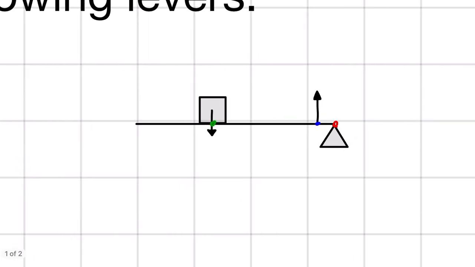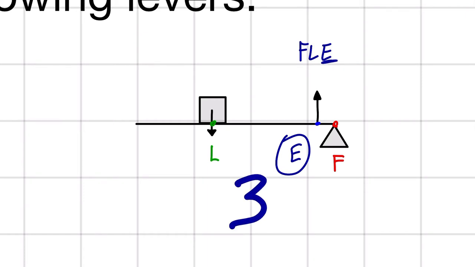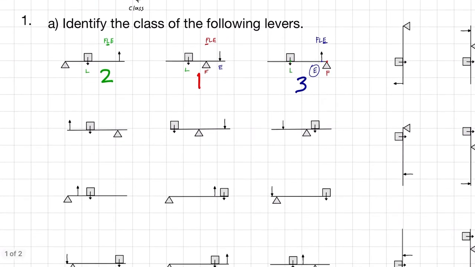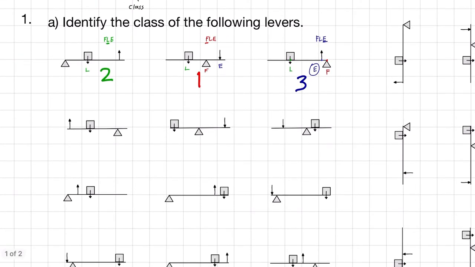Then with the third one, this is our effort. Our effort in the middle, our fulcrum on the right, and our load on the left. Having the effort in the middle, according to our FLEE acronym, tells us this is going to be a third class lever. So that's the first 3 examples done. From now on, I'm just going to start going through them a little bit faster.